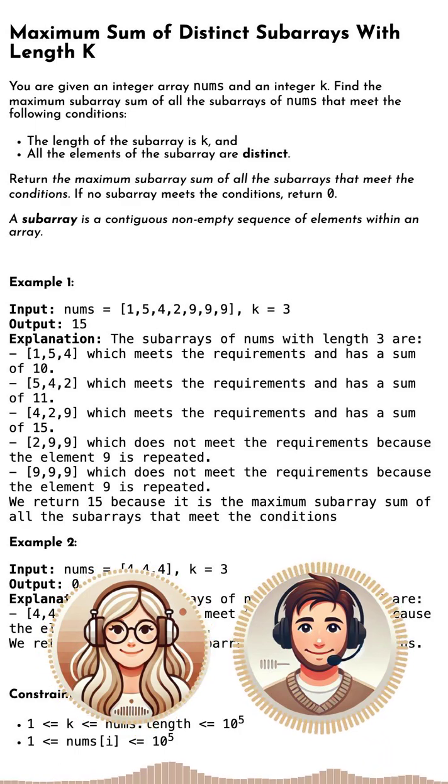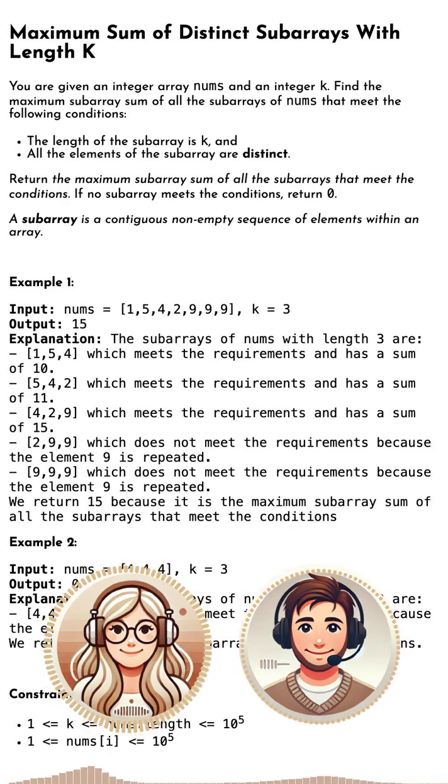Good question. In that case, our sliding window would have nothing to slide across. But don't worry, our algorithm is designed to handle this gracefully. Gracefully. So it won't just crash. Exactly. Since there are no subarrays to consider, our maxSum would just stay at its initial value, which is 0. It's like trying to find the biggest slice of a cake that doesn't exist.